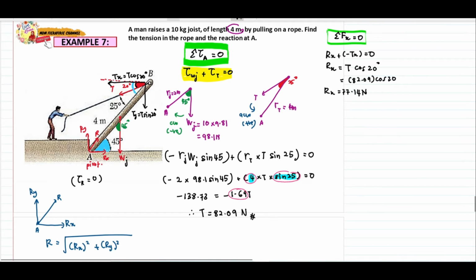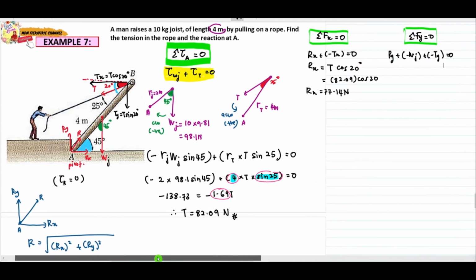So calculating here, you will get Rx as 77.14 Newton. Okay, we are not finished yet. And then we proceed to the second part, which is total Fy is equal to 0. Okay, so looking at the diagram, how many forces do we have in Y component? We have Ry upward, Wj downward and also Ty downward. So I will write Ry is positive since the direction is upward, plus negative Wj plus negative Ty equal to 0.